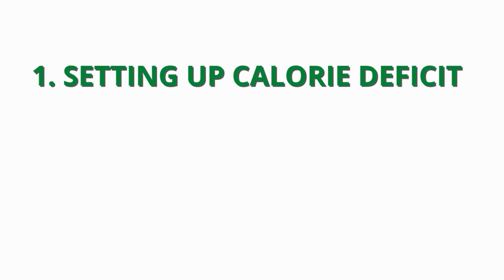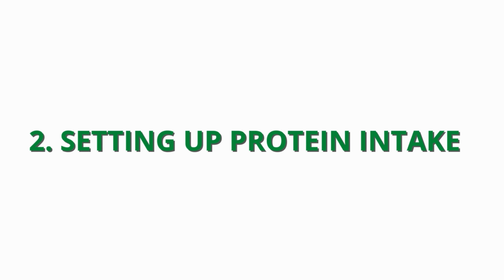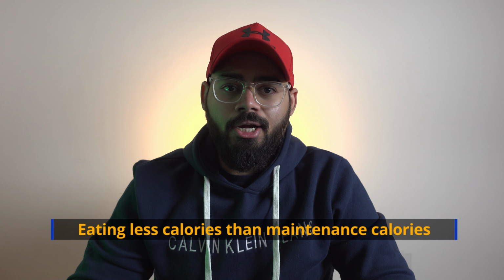The three most important pillars for creating your own fat loss diet plan would be setting up your calorie deficit, setting up your protein intake, and the food choices that you include. First, let's understand what calorie deficit means. Calorie deficit basically means that you're eating fewer calories than your maintenance calories.